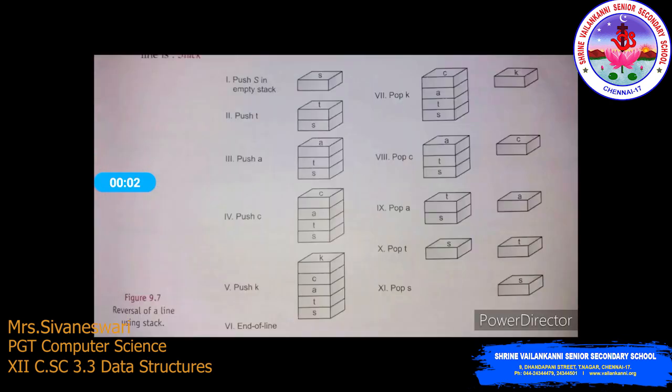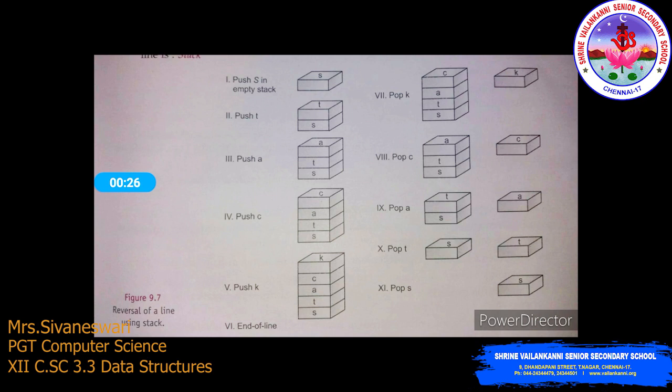Let's consider a line. Let it be STACK, S-T-A-C-K. This is the word which we need to reverse. Step 1: push S in the empty stack. So the whole word S-T-A-C-K is pushed step by step. First step, S is pushed. Second step, T is pushed. Then A, then C, then K.